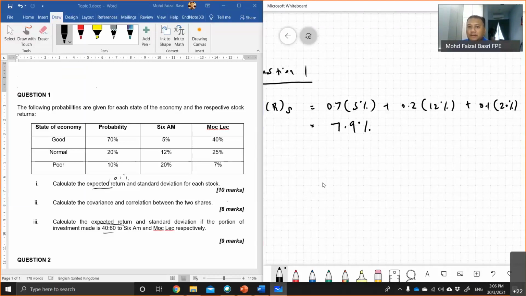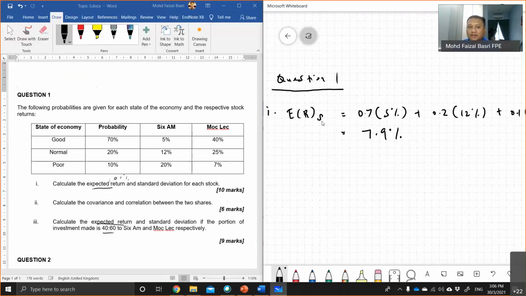So this is the ER, the expected returns for 6AM. The ER for S or 6AM is 7.9%. Take note, this is just based on last week's lecture. So we got here 7.9%.